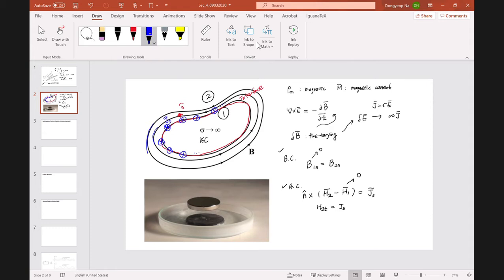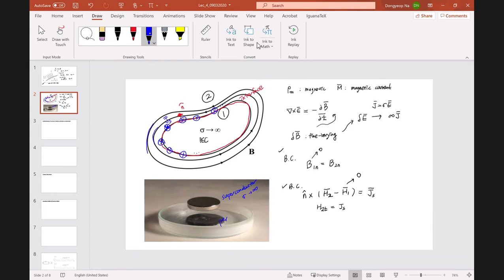So again, we can see that this well-engineered PEC, which has an infinite conductance, can expel all the magnetic flux density from this medium. So this is the principle of levitation. So we have a superconductor here, and at very low temperature, we can achieve almost infinite conductance.